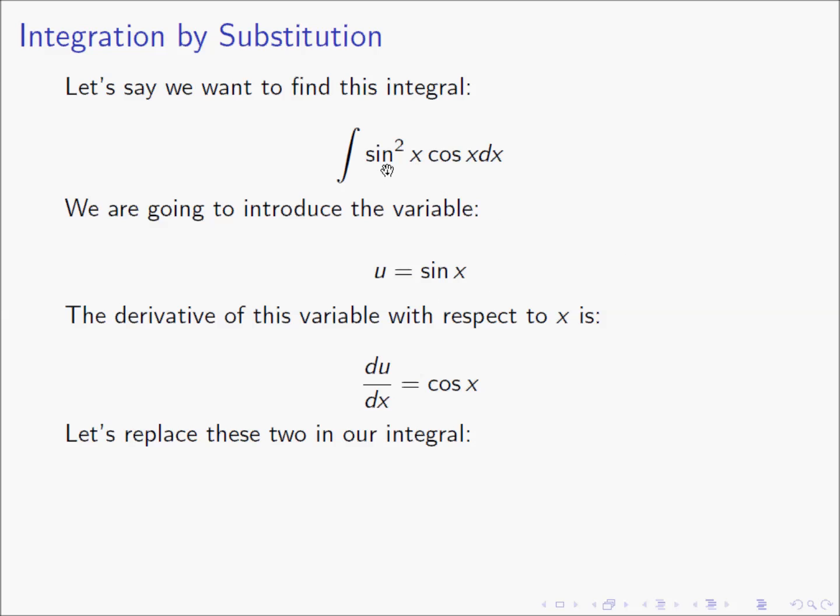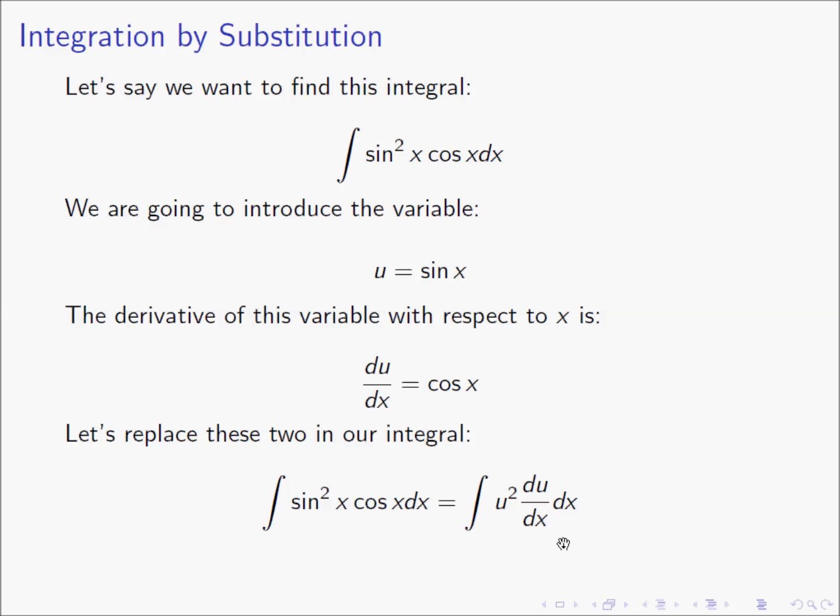So here we have sine squared of x times cosine of x. We can replace sine squared of x by u squared and cosine of x by du dx. We replace these two in our integral, and we get that sine squared of x is u squared, cosine of x is du dx. So this equals the integral of u squared times du dx times dx.